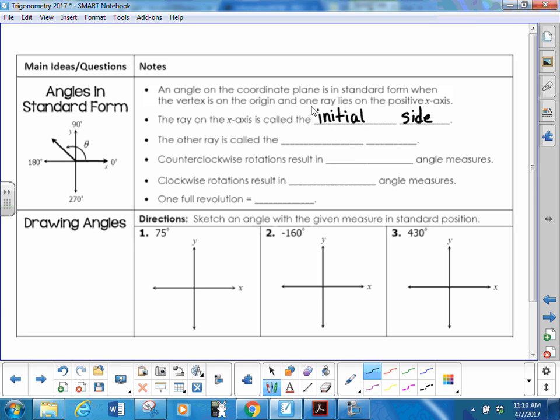I'll underline that. Blue initial side, and so this is what we're looking at right here. There's our initial side on the positive x-axis. And then the other ray is called the terminal side. Which that kind of makes sense. You got your initial side and your terminal side.